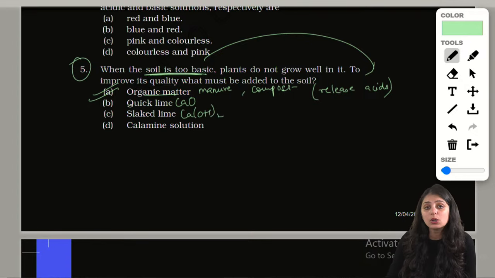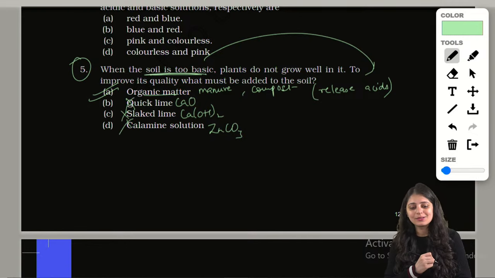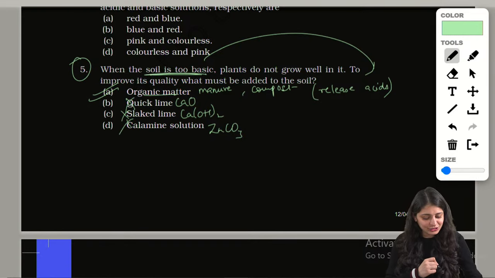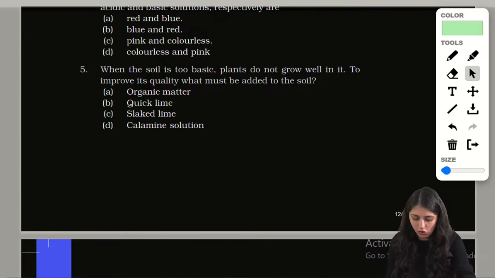It is also basic. Calamine, zinc carbonate. It is also basic. So, ye tino to rule out ho gaye. Correct answer is going to be option A. Yes, Raj. Good, Kuldeep. Theek hai? Clear? Chaliye. Let's move on.